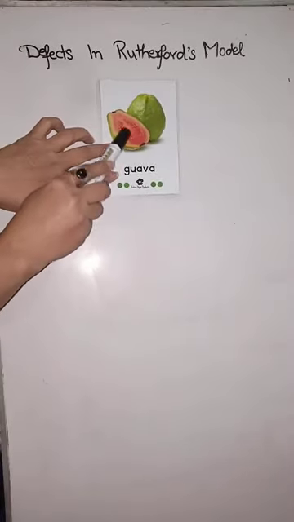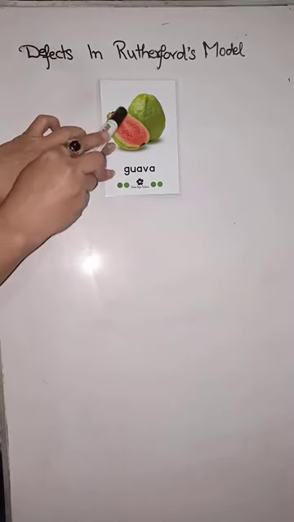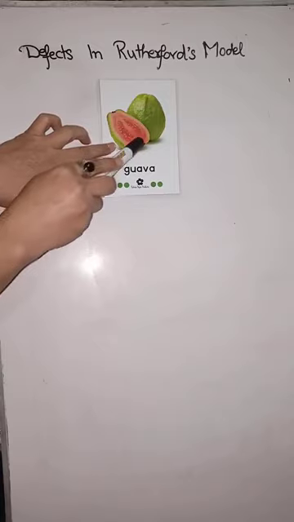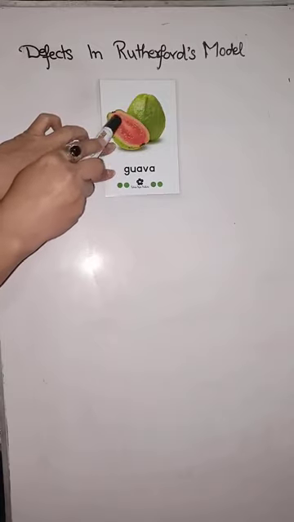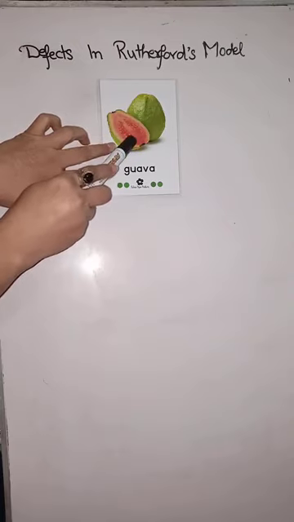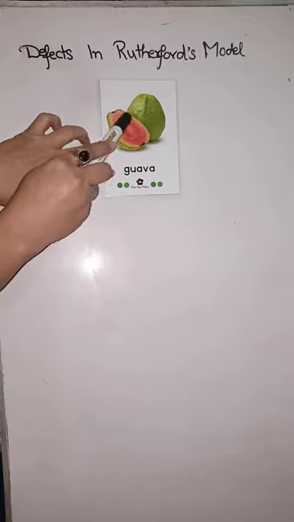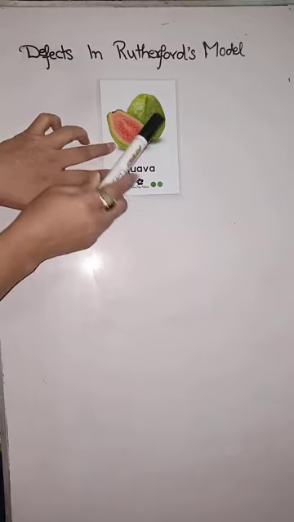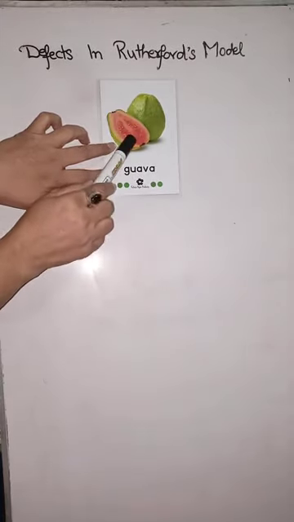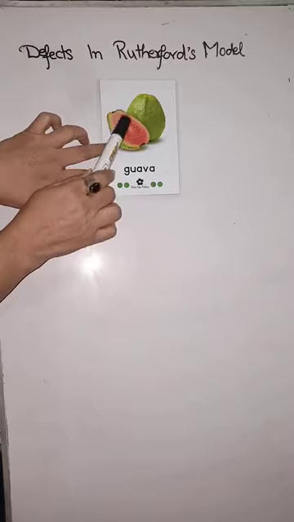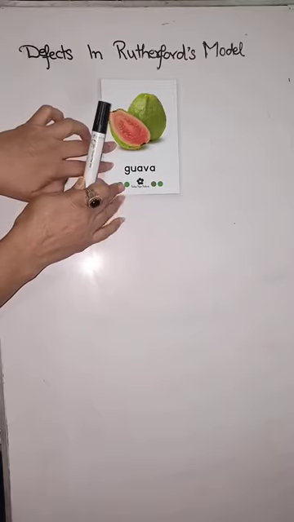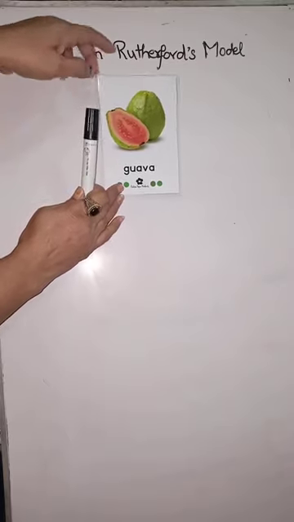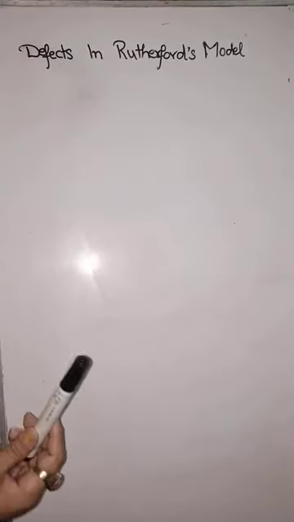Here I am giving you the example of a cake. This red portion consists of positive particles, and these are the electrons which are embedded or stuck inside. This was the old concept of an atom according to J.J. Thomson.